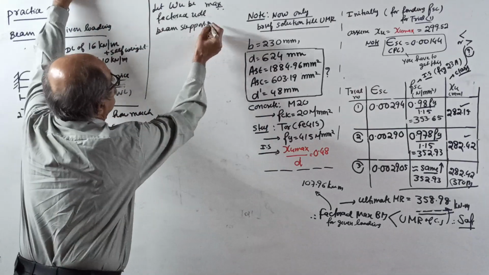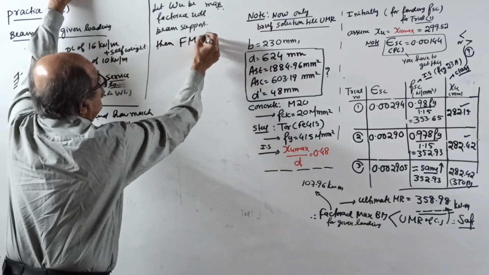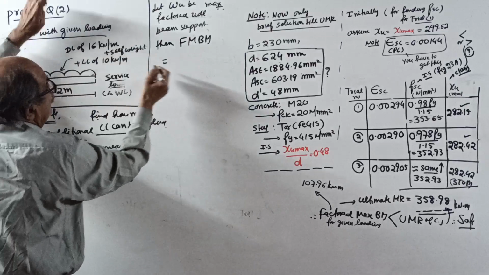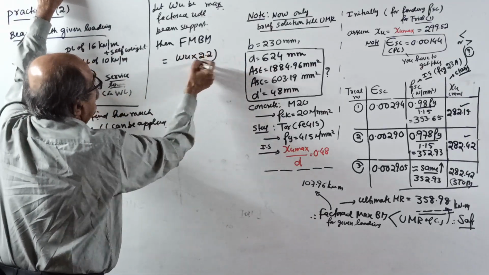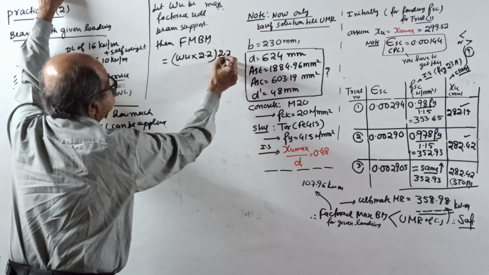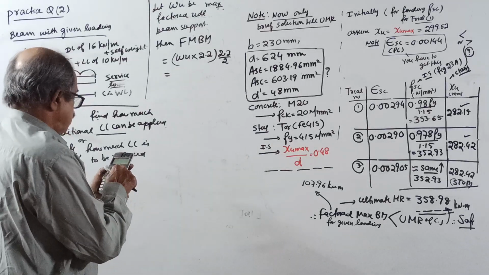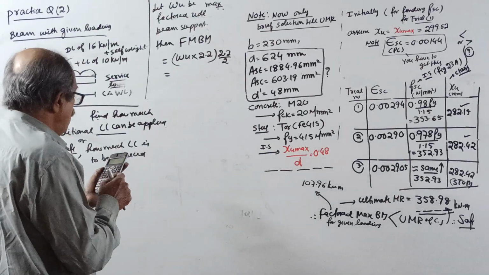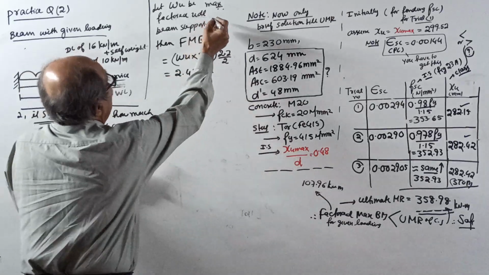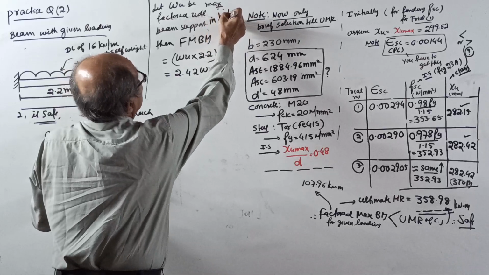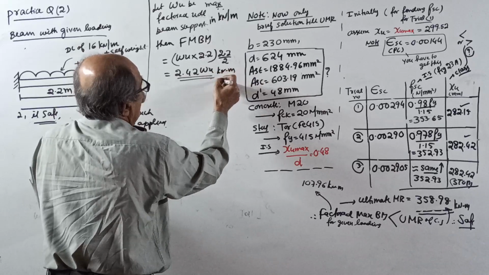See here now. Support. Then factored maximum bending moment equals WU into L, 2.2 into 2.2 by 2, equal to 2.2 square divided by 2, that is 2.42 times WU, in kilonewton per meter. 2.42 WU kilonewton meter hogging is the bending moment.